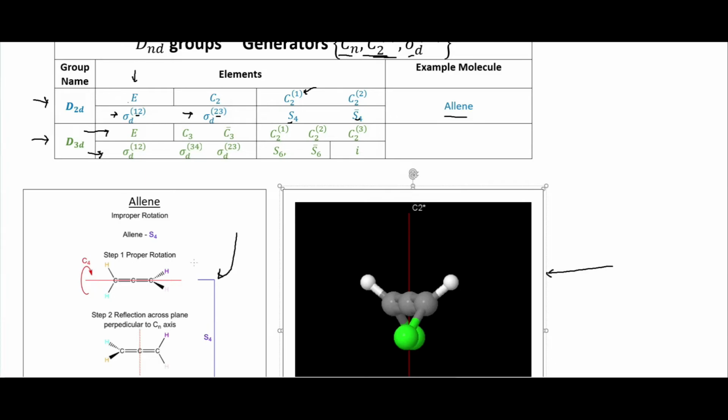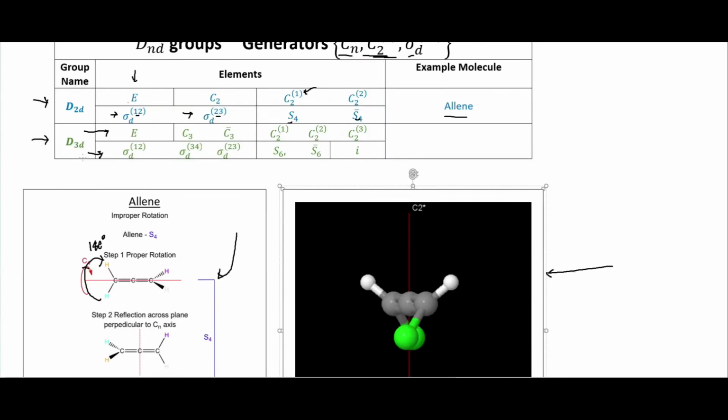The other ones, well, we have this C4 here. And so that C4 is actually giving us the C2 here. So the C4 is just for the S4 operation here, because the C4 isn't actually a symmetry element of allene, because you would need to go the full 180 degrees if you wanted to get back to where it was, or you wanted it to overlap with itself. And so that is the other C2 operation right there.